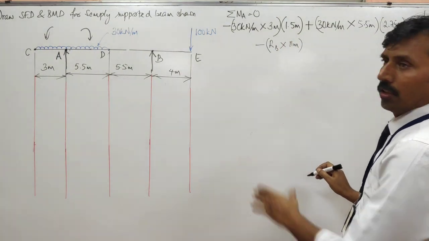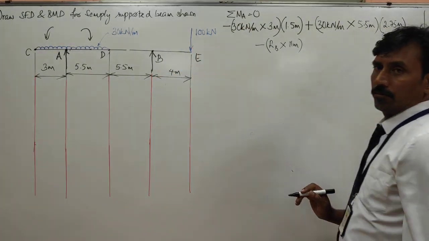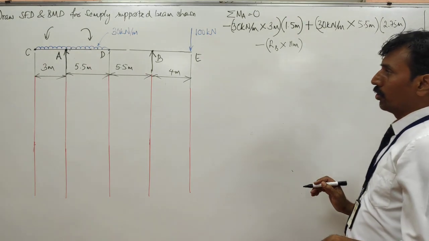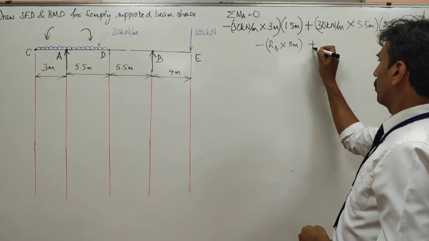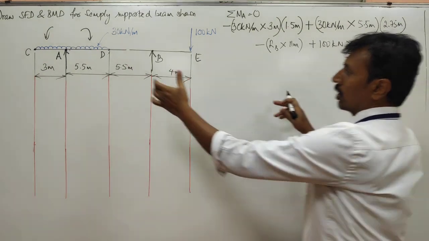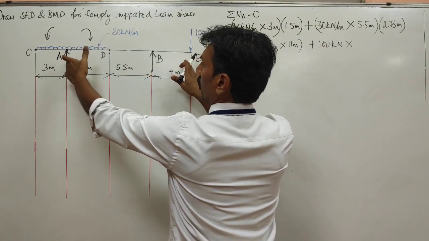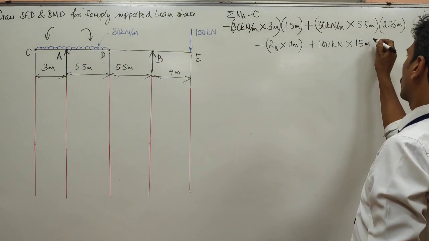Okay, RB is done. And what about this load at E? Load at E is 100 kilonewton. And is this clockwise or anti-clockwise? It is clockwise. Plus 100 kilonewton into what is the distance from A? 11 plus 4, which is actually 15 meters.